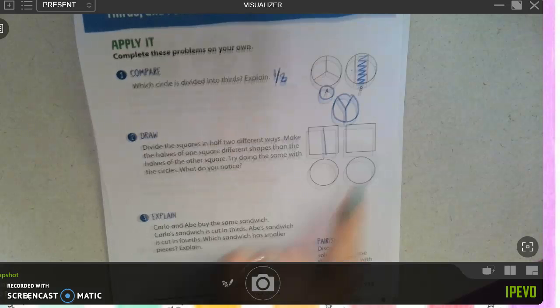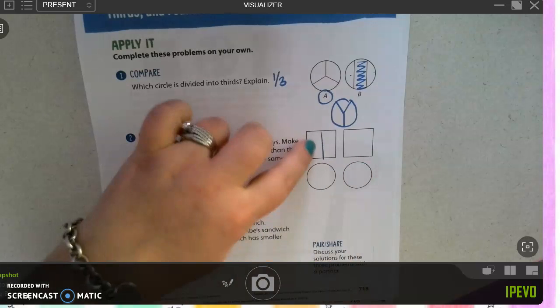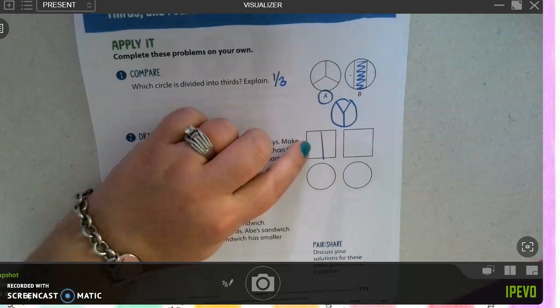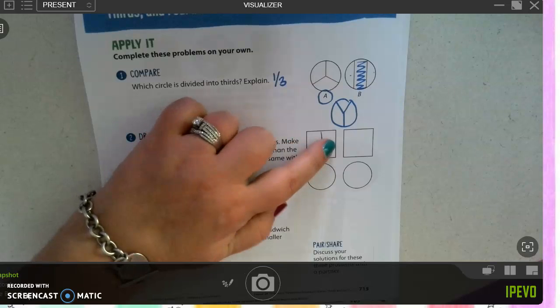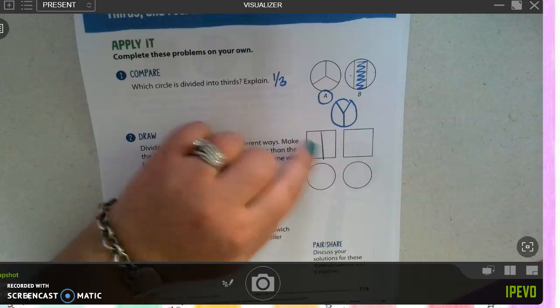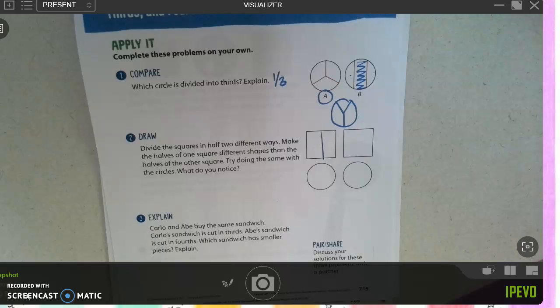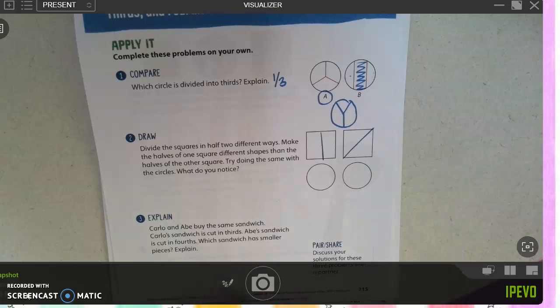So what it's saying is that it wants you to divide this square in half, but it wants the halves to be different shapes than these pieces. So I divided this square down the center, which made each piece the shape of a rectangle. Can you divide this square in half, but so that the pieces are not rectangles? I can think of going diagonally. Now my halves are triangles.